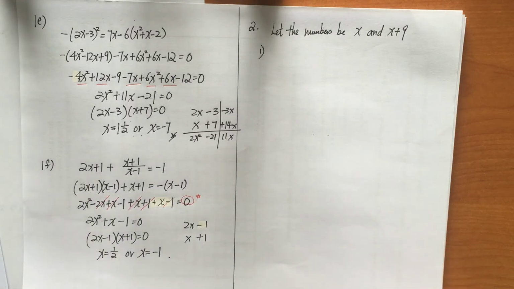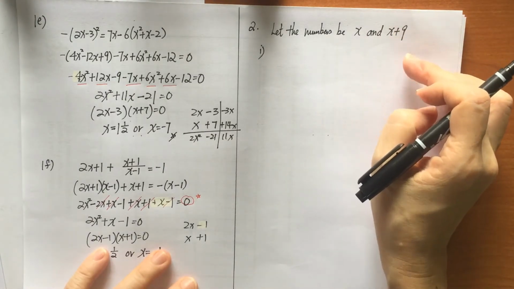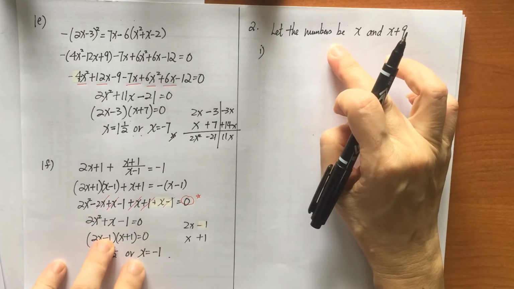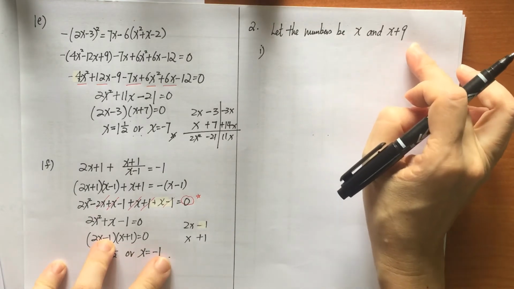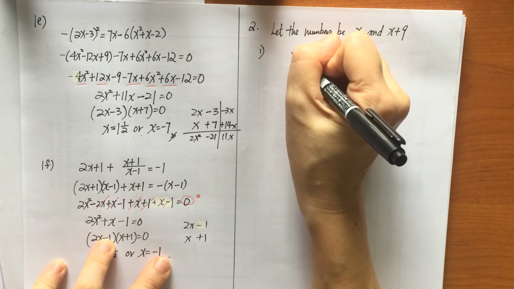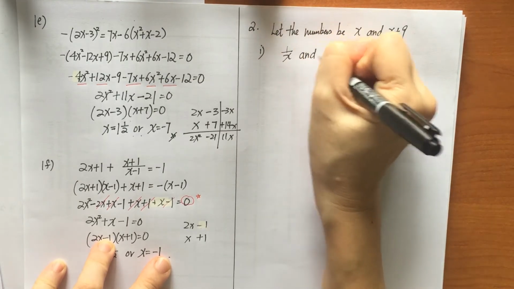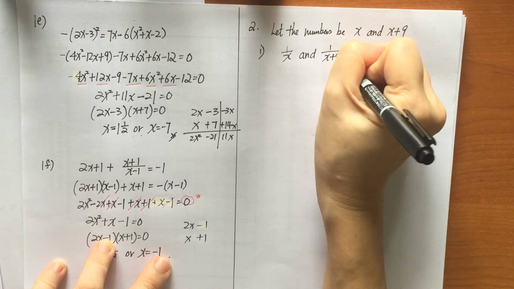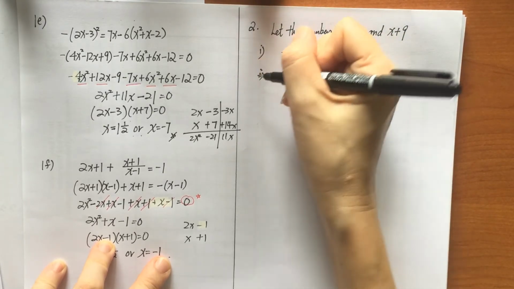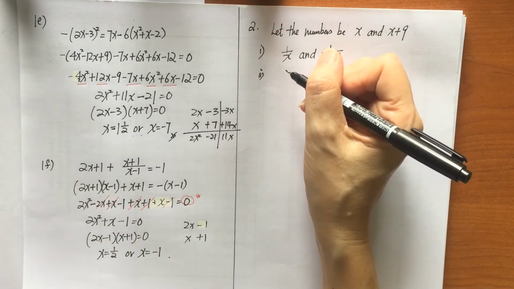Question 2. There are two numbers differ by 9. Okay, so I say let the numbers be x and then x plus 9. So the first part, we are supposed to write down the reciprocal of these two numbers in terms of x. So it will be 1 upon x and 1 upon x plus 9. Okay, part 2. Okay, the difference of their reciprocal is 9 upon 112.